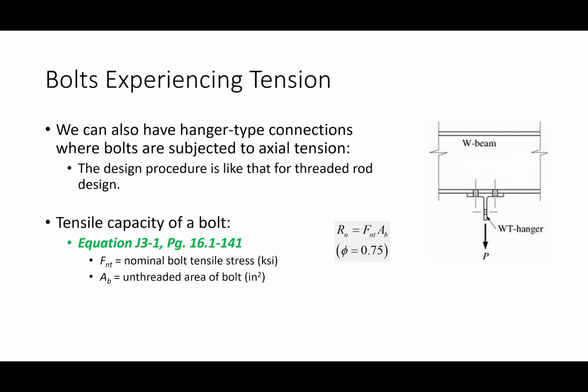This is a hanger style connection. There are elements of this connection where you would need to check the capacity of the base metal or the plate, the WT itself. There's a phenomenon called prying action that might happen. We're not going to worry about that in here, but there are situations where you would need to consider the strength of the WT in this connection as well. But right now I'm just focused on the bolts. The tensile capacity of the bolt is just the stress times the area and then a phi value of 0.75.